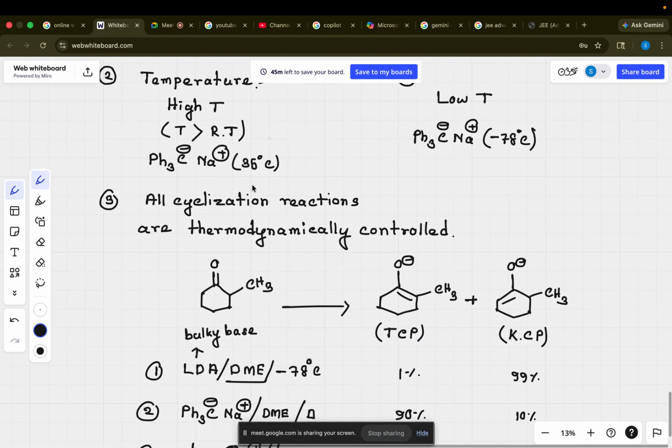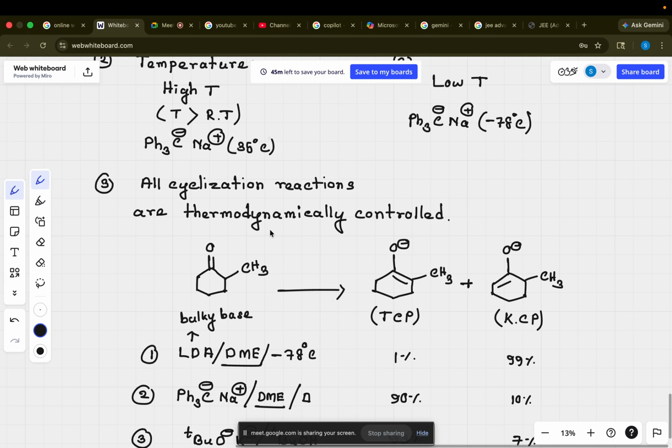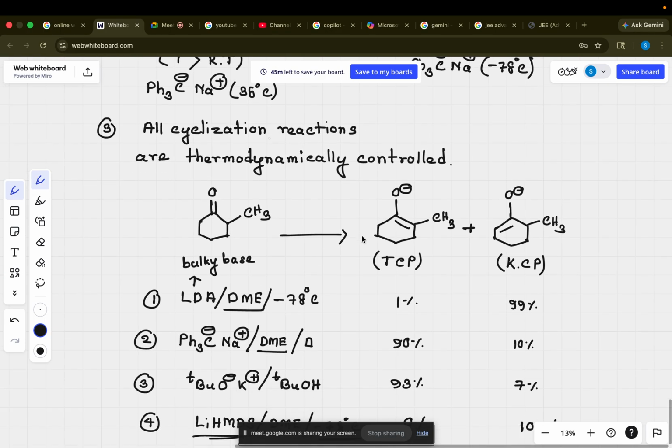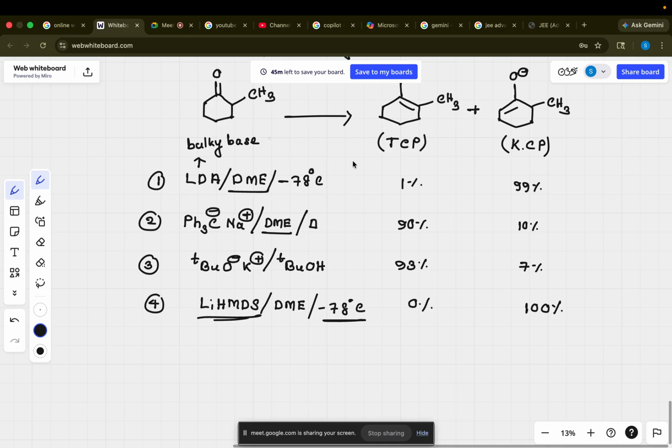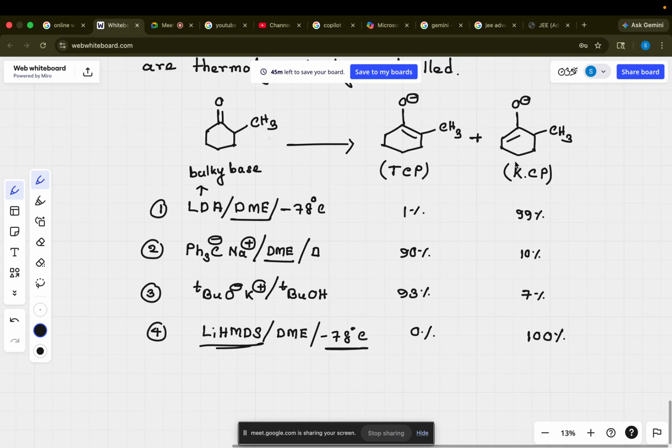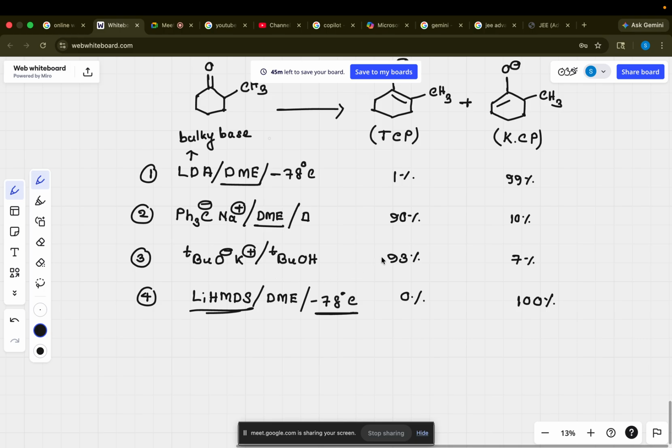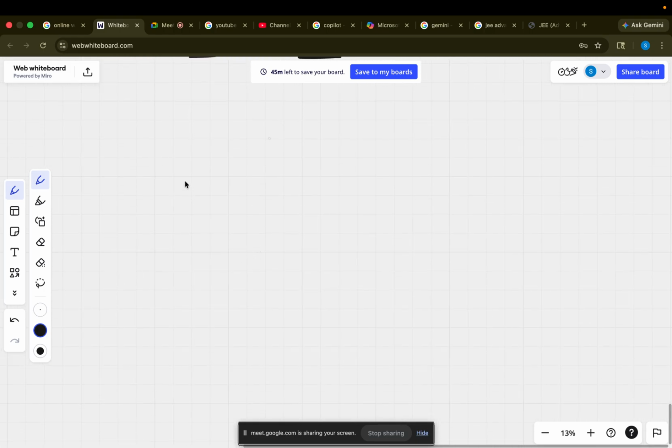And all kinds of cyclization reactions, suppose your aldol reaction or Cannizzaro reaction, all types of cyclization reactions, are thermodynamically controlled. So based on this, we have this chart. This is the only reaction we have done in the lab, but we tried different kinds of reagents, and based on the nature of the reagents and temperature, we are getting different ratios of the products. So this is experimentally done. Clear? You just see the recording, you will get a clear idea.